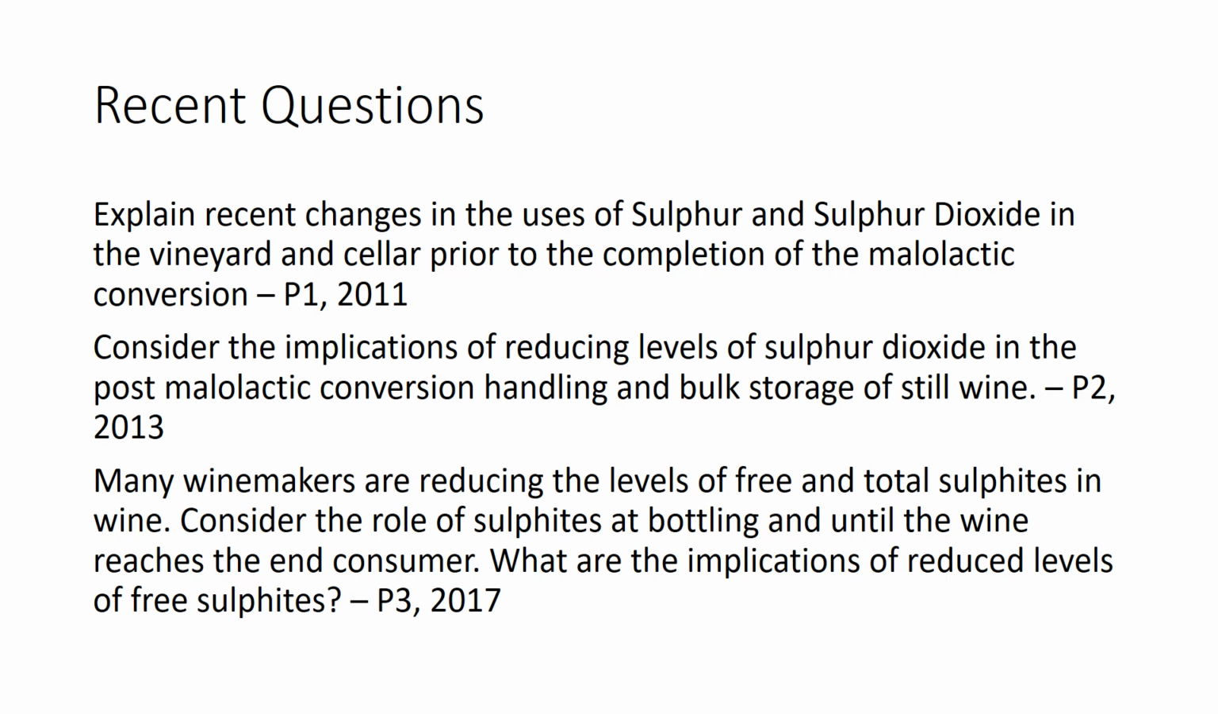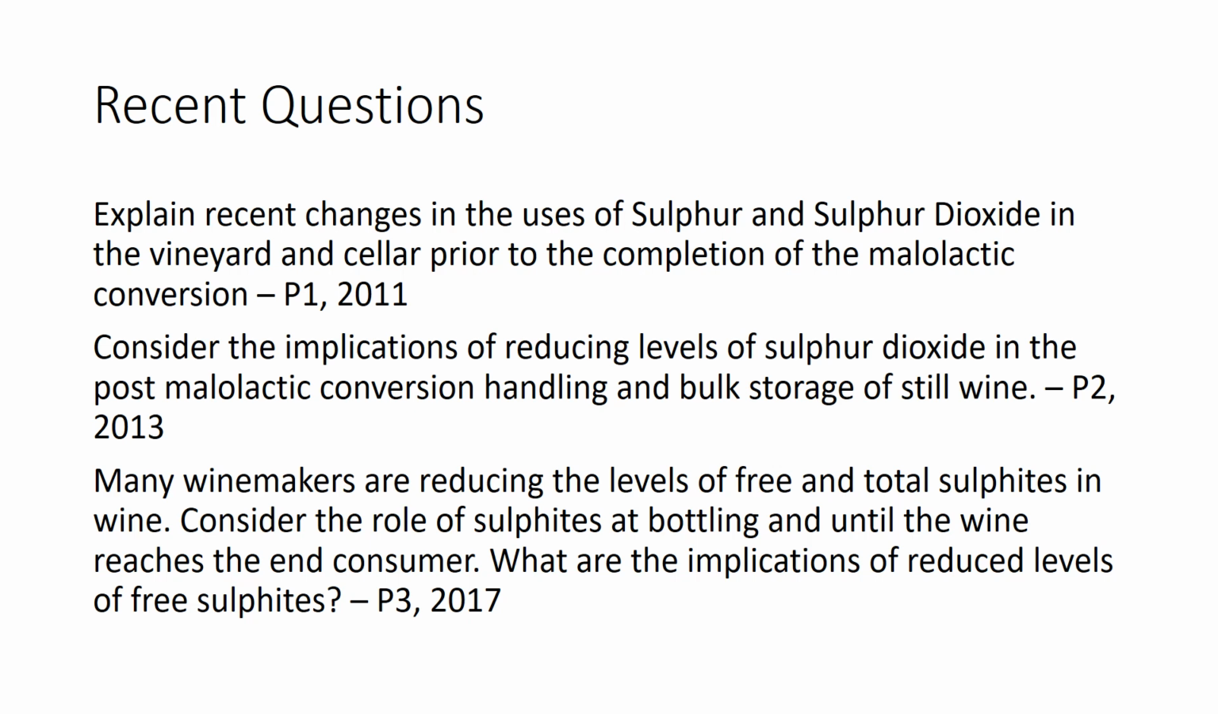So here are a few questions that were on exams. Explain recent changes in the use of sulfur and sulfur dioxide in the vineyard and cellar prior to the completion of malolactic conversion. Consider the implications of reducing levels of sulfur dioxide in post-malolactic conversion handling and bulk storage of still wine. And, many winemakers are reducing the levels of free and total sulfites in wine. Consider the role of sulfites at bottling and until the wine reaches the end consumer. What are the implications of reduced levels of free sulfites?